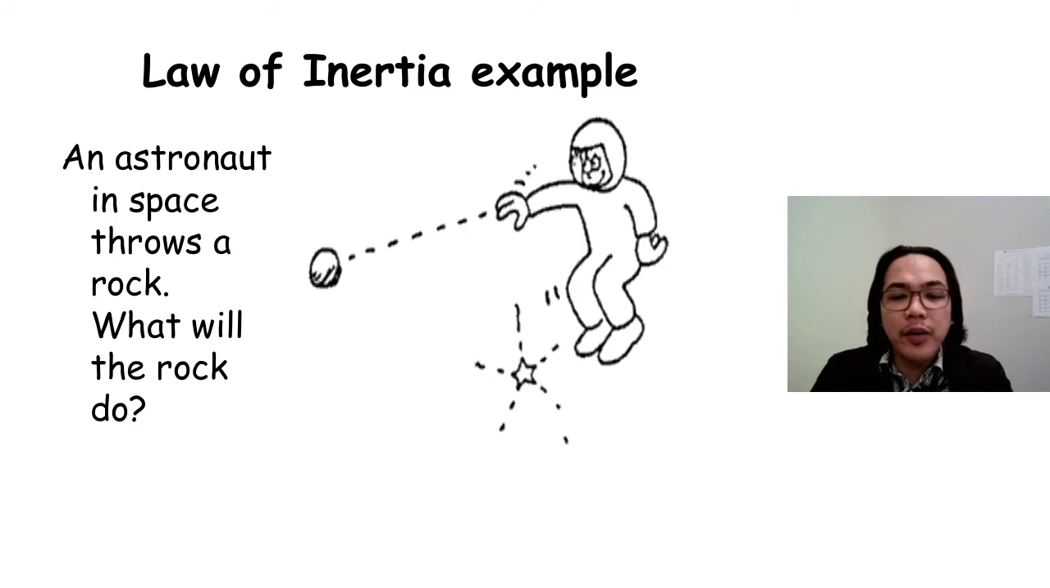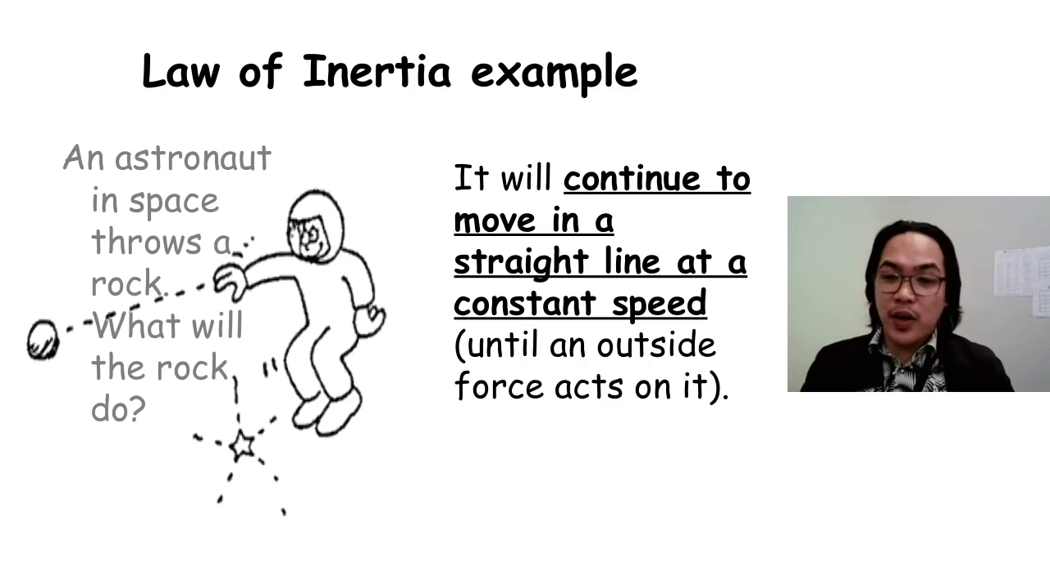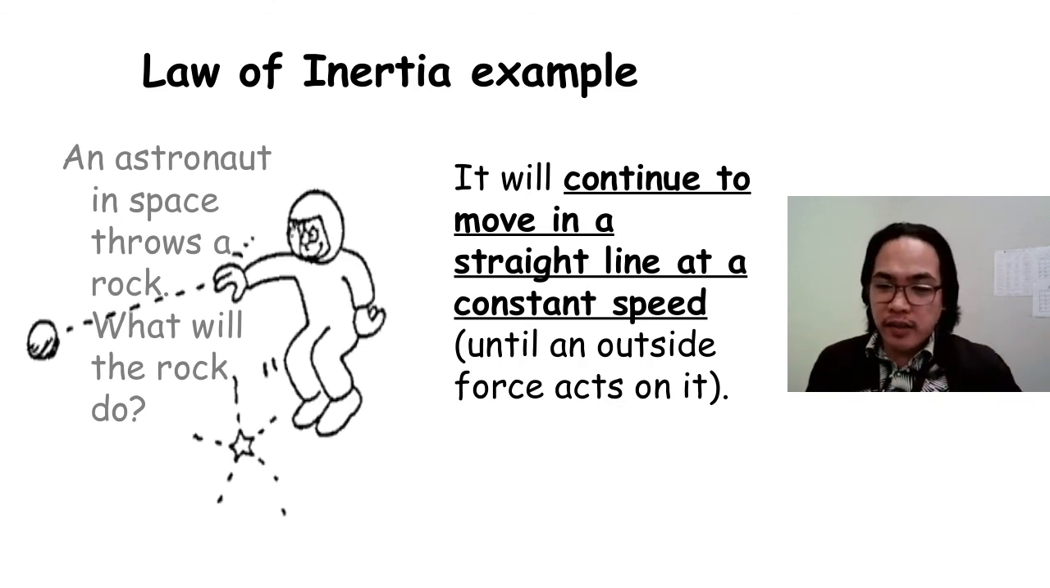Another example of the law of inertia in space: an astronaut in space throws a rock. What will the rock do? Okay, so what is our answer here? Based on the law, the rock will continue to move in a straight line at a constant speed until an outside or unbalanced force acts on it, meaning it will just continue to move constantly in a straight path at a constant speed.